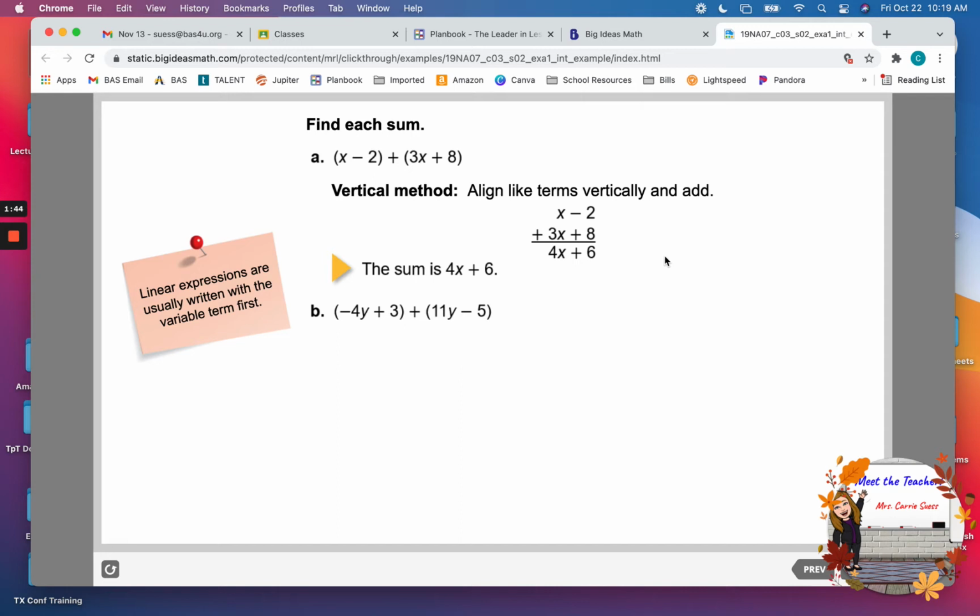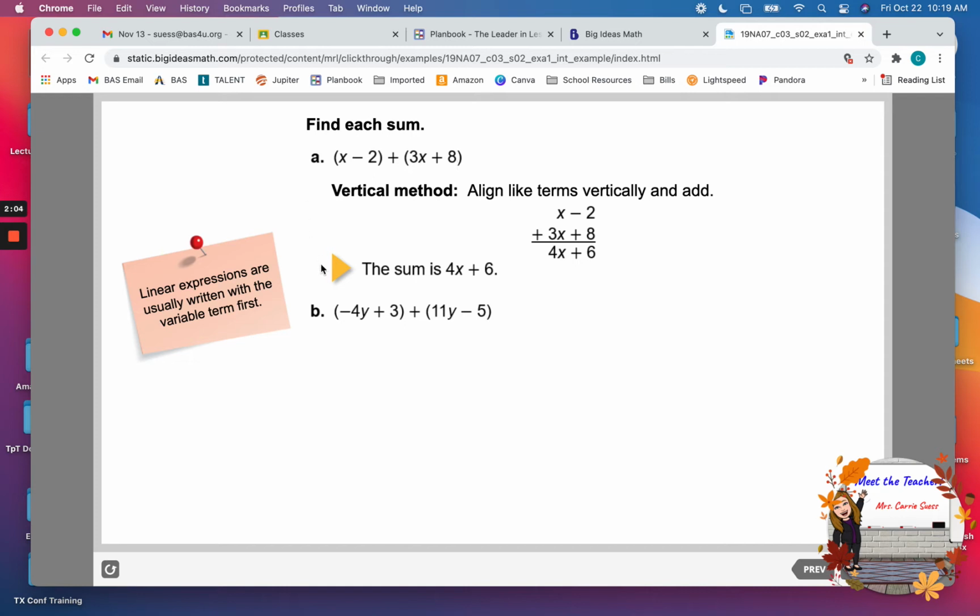It is easy. It can get more complicated, though. Another way to do this, guys, is to rewrite these so that the like terms are near each other and then add going horizontal. So I would have said 3x plus x gives me 4x, and then negative 2 plus 8 gives me positive 6.